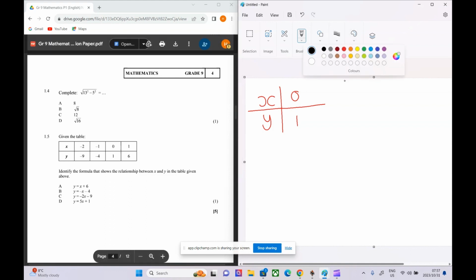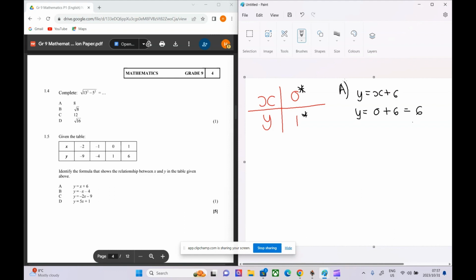So if we get our first formula, so A, they tell us we've got Y is equal to X plus 6. So I want to test if I put in this X value of 0, do I get out this Y value of 1? Because that will tell me that the formula works. If it works for one point, we can kind of assume it's going to work for all of them. So let's test it. So Y is equal to X, we're going to put in 0 plus 6. And so we're going to get Y is equal to 6. Okay, so when X is 0, Y is 6 with this formula. So obviously that's not right. We wanted Y to be 1. Okay, so we can say, right, A is not it.